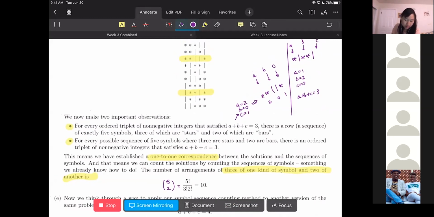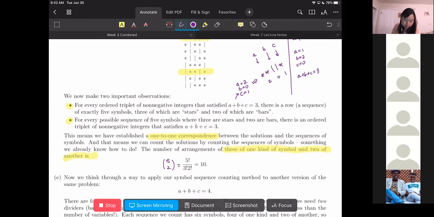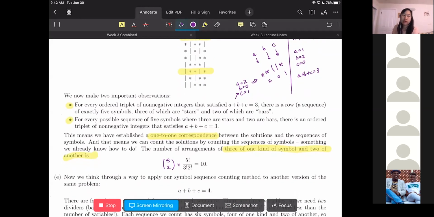So let's look at the next one, which is a plus b plus c equals 4. How do we count how many solutions there are to this problem? Any ideas? There'll be 15 solutions. What I've noticed is that they are triangular numbers, so it's 1, 3, 6, 10, and 15, so it will definitely be 15.